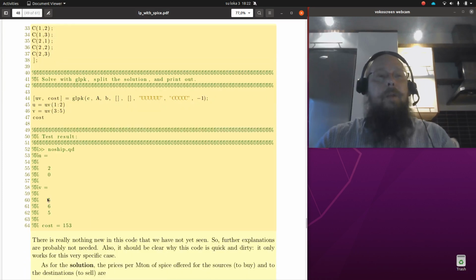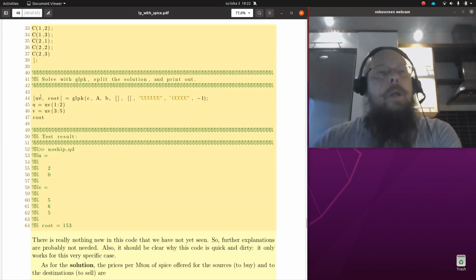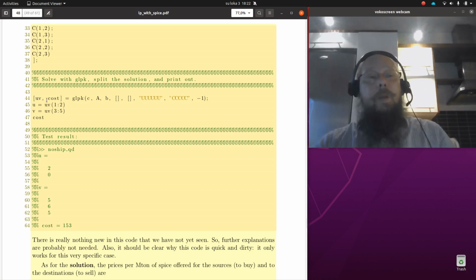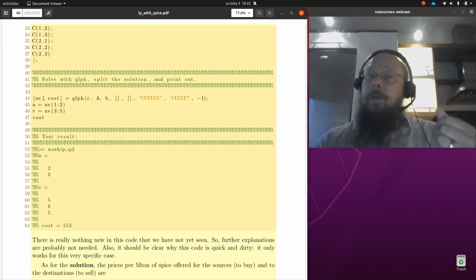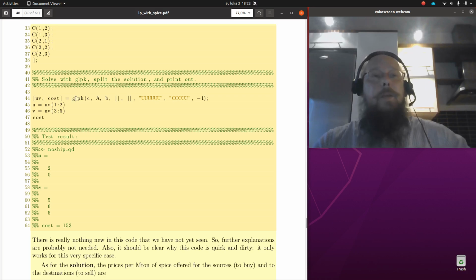Then we can solve it with GLPK. So let's see how this goes. I solve it, and the solution I just named UV, for a reason that is soon obvious. So that's the optimal decision. These are the optimal prices per megaton of spice offered to buy and sell, depending on whether it's a source or destination. So for GLPK, this is standard form, so this is what we have always: C, A, and B, empty, empty, use for all the bounds, C is for all the variables, and it's a -1 for maximization.